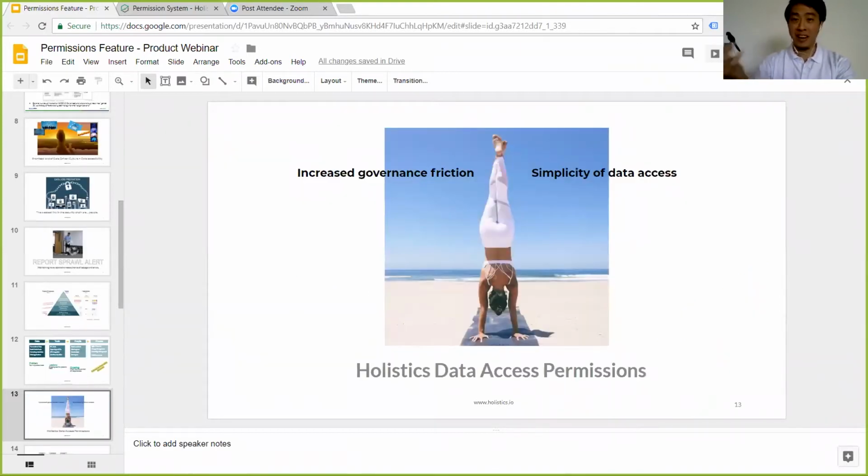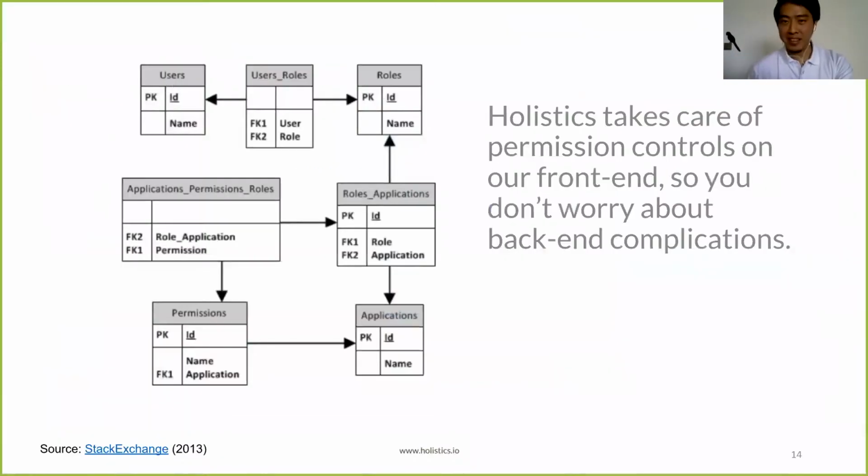So this is where our data access permissions comes in, this topic for today. Striking the balance between the simplicity of data access as well as balancing the increased governance friction that occurs when you start implementing more controls. So that's the thing, right? So Holistics, our approach to permissions controls is that we can actually help you with that on your front end, so you don't have to worry about that on the back end.